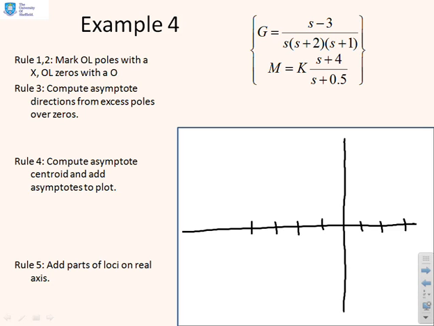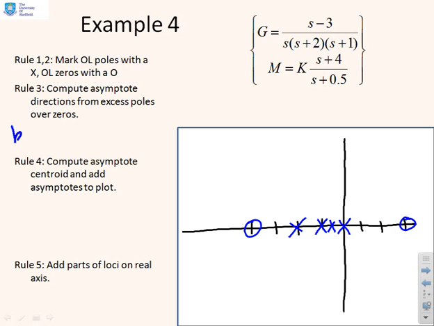So now let's add our poles and zeros on. So we've got a pole at the origin, a pole at minus 1, a pole at minus 2, and a pole at minus 1/2. We've also got a 0 at minus 4 and a 0 at plus 3. Next, let's look at k minus m.